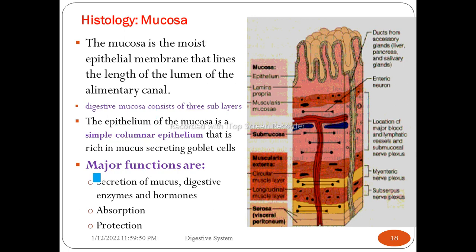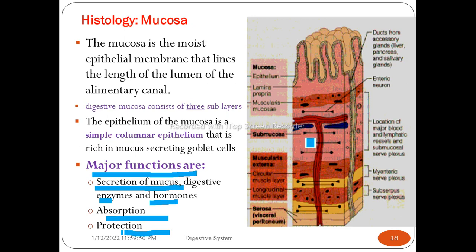The major functions of the mucosa are, first, secretion of mucus. The other is secretion of digestive enzymes and hormones. Another function of the mucosa is absorption, and the other is protection. So these are the three functions of the mucosa.